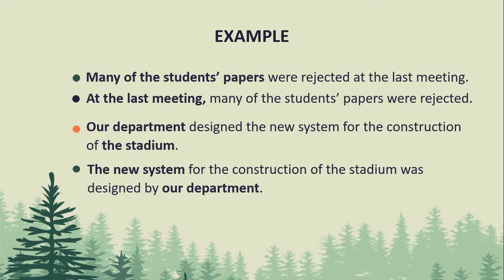When it comes to the second pair of sentences, our department designed the new system for the construction of the stadium. So the writer wants us to emphasize, firstly, our department at the beginning, and lastly, at the end, the stadium. He wants to put these two ideas as the most emphatic. He wants to emphasize these two pointers. In the second sentence, the new system for the construction of the stadium was designed by our department. The writer wants to put at the emphatic positions the new system and the department. So this is how we can achieve emphasis using word order.